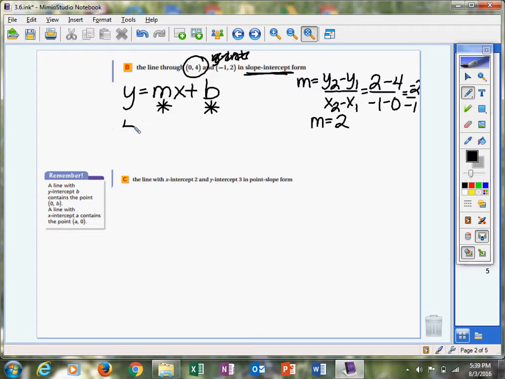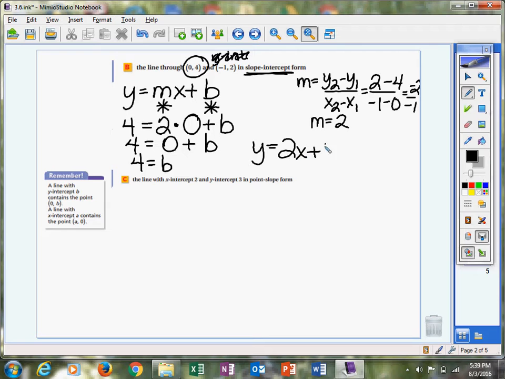That's fine. You can do 0, 4, put your 4 right there, put your 2 that you calculated for the slope right there, put 0, which is x, right here, plus b. And then do your basic calculations. 2 times 0 is 0, 0 plus b is b, and I just figured out that slope is 2, y-intercept is 4, y equals 2x plus 4. So I just showed you 2 ways to do this, and that's not even the only 2 ways to do it, okay?